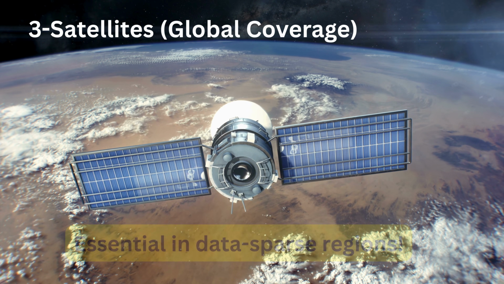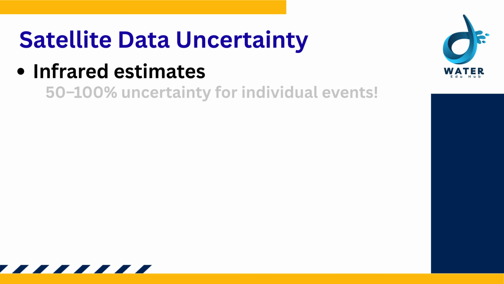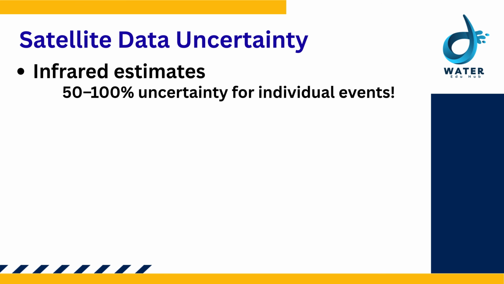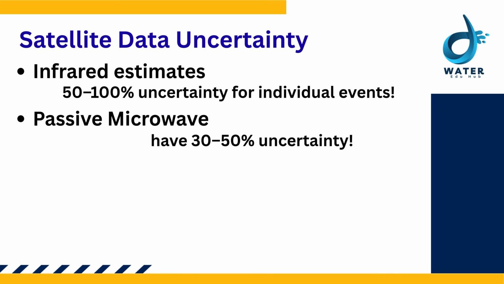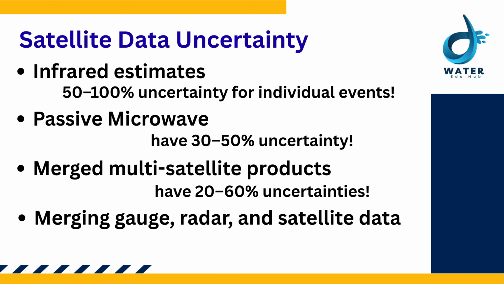Satellites, on the other hand, are essential in data-sparse regions, but infrared estimates can have 50 to 100% uncertainty for individual events. While passive microwave improves this, they still have 30 to 50% uncertainty. Merged multi-satellite products reduce errors but still have 20 to 60% uncertainties depending on region and rainfall regimes. Although merging gauge, radar, and satellite data makes the data better than individual sources, it still has 15 to 35% uncertainty.